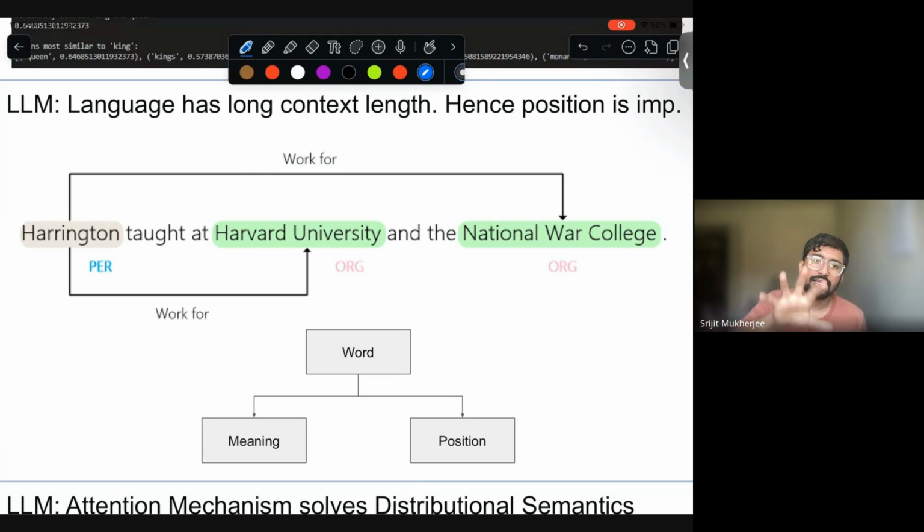So let's take the sentence: Harrington taught at Harvard University and the National War College. Let's understand a bit more about the positional stuff and the meaning stuff also. Here you see that Harrington is related to both Harvard and the National War College. Now what I mean is this: let's take this picture, this plushy toy, and say you cover this part of it. Let's say this is masked.